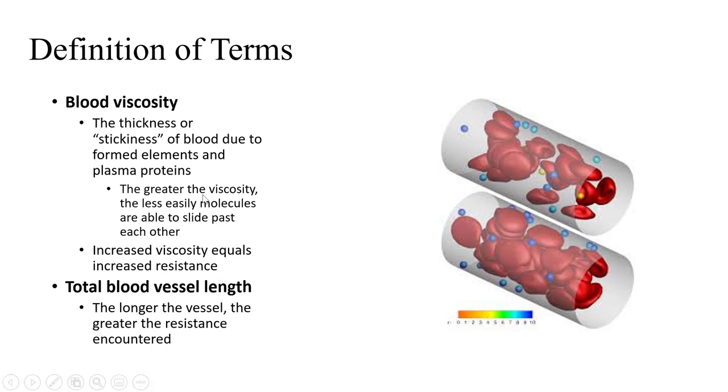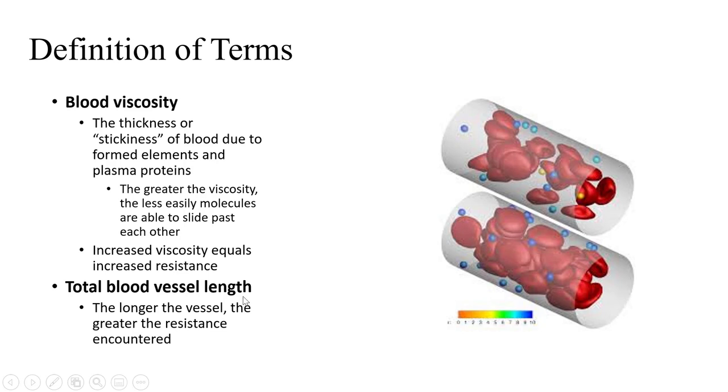So, blood viscosity is the stickiness of your blood. It is the formed elements and the plasma proteins all together inside the blood, and that's making your blood sticky. The greater the viscosity, the less easily the molecules are able to slide past each other. So they're going to have a hard time moving, and therefore the resistance is greater if the viscosity of the blood is high. So the thicker your blood, the harder it is to slide through, and the greater will be the resistance.